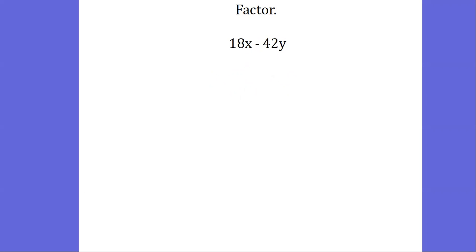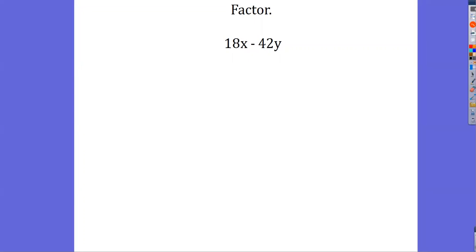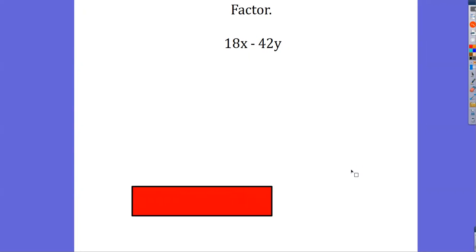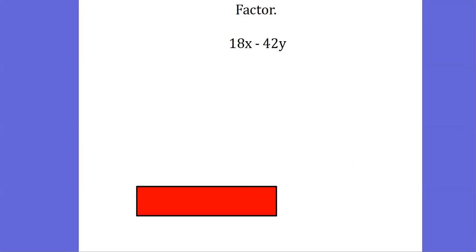In this problem, we have 18x minus 42y. And this one here, now you don't have to know all the different ways to think through these, but I just want to share different ways, and you can pick what works best for you. And this one, I'm going to use this area model. So if I have 18x minus 42y, what I need to do is put my GCF right here. So what is my greatest common factor between 18 and 42?